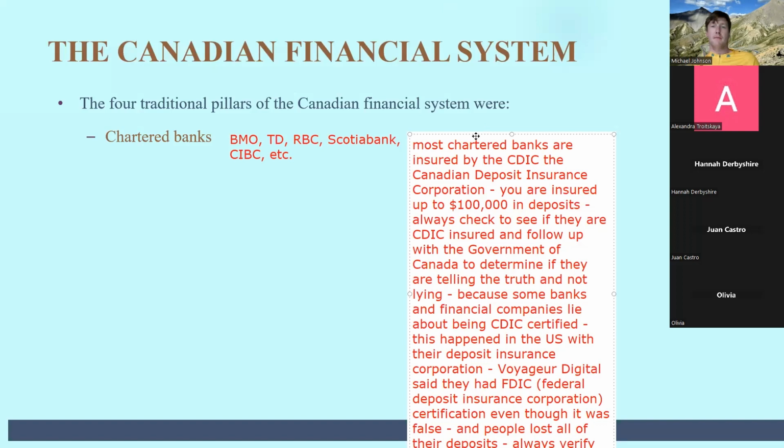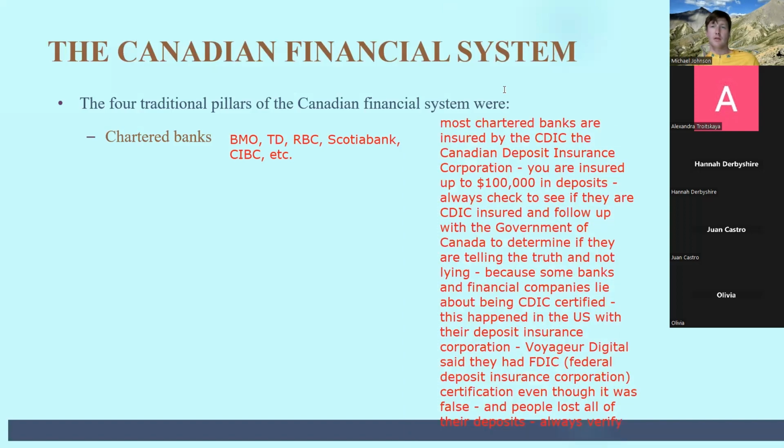So yeah, always verify. That's very important. And then trust companies. Not all of them are CDIC insured, so that's a risk for your deposits, where you can lose all your deposits if the company goes under. Insurance companies specialize mostly in insurance, Manulife, Sun Life, etc. Investment dealers. So those are the four pillars. I'll snapshot this for everyone.